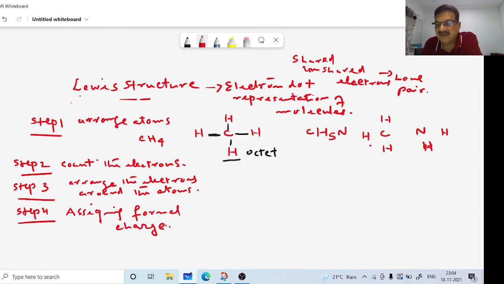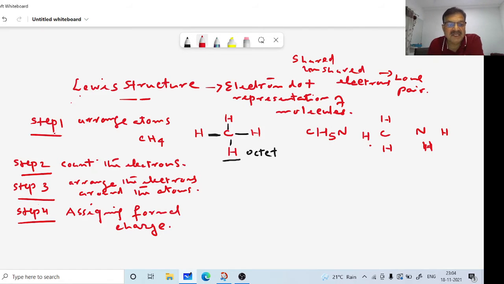This is our step 4, assign formal charge. Now, we have seen methane: carbon in the center, then hydrogens in the periphery. All the hydrogens we are putting in the periphery. The carbon is surrounded by 4 hydrogen atoms.